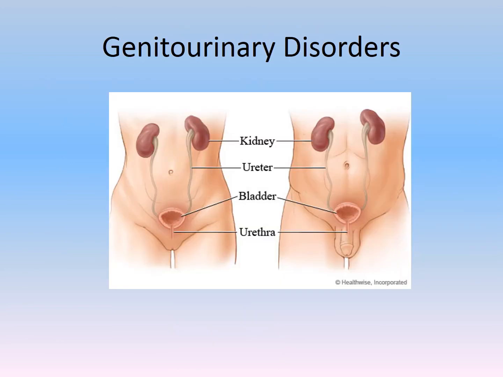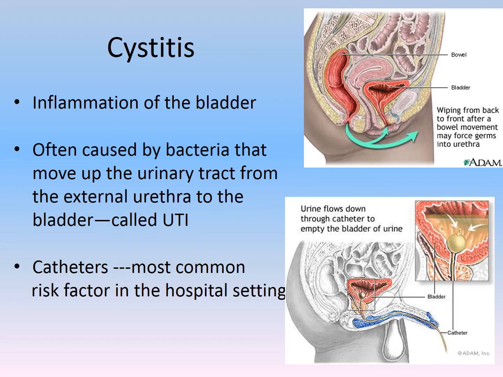So let's move on and talk about genitourinary disorders, or GU disorders. We know the genitourinary system consists basically of our urethra, bladder, the ureters, and the kidneys. And in some cases, genital area such as STDs and disorders like that, which we will not cover in this semester. So the first one, the most common, cystitis. This is inflammation of the bladder. This is often caused by bacteria that move up the urinary tract from the external urethra to the bladder, and we call this a UTI.